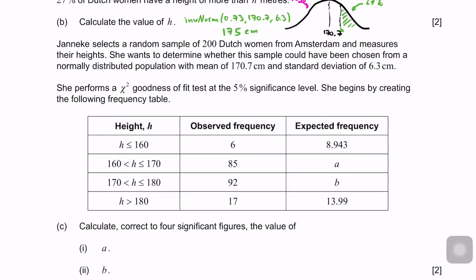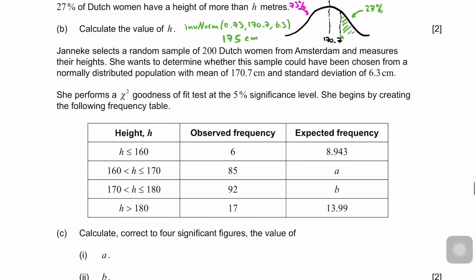So what does this mean? So this is what she observed. She goes out, she selects 200 people, and she classifies them into these kind of bin widths. 6 of them are less than or equal to 160, 85 are between 160 and 170, and so on.